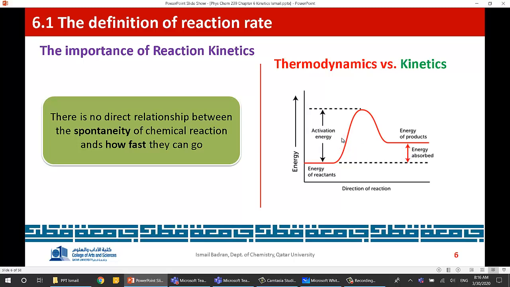You can add a catalyst to this reaction. The activation energy might decrease, but this has nothing to do with delta H, and delta H won't be affected. And in summary, there is no direct relationship between the thermodynamics and the kinetics of the reaction.